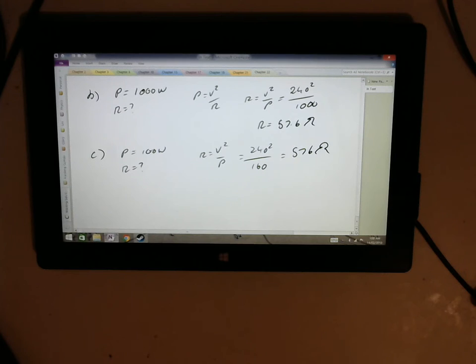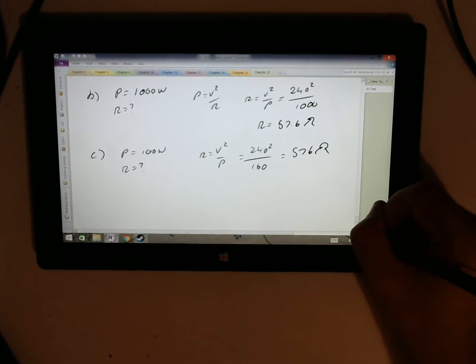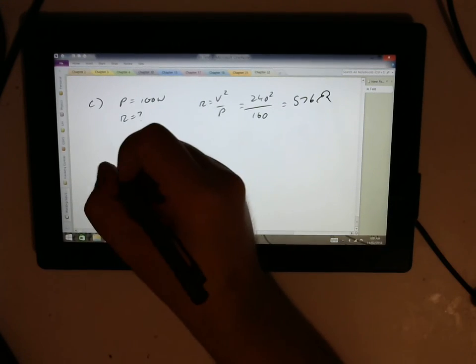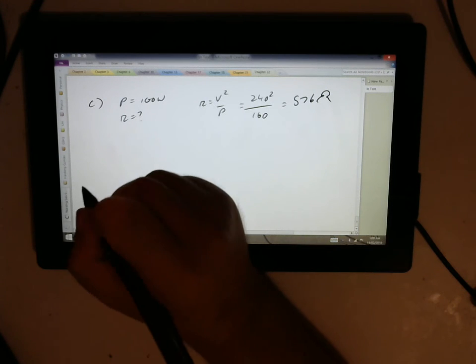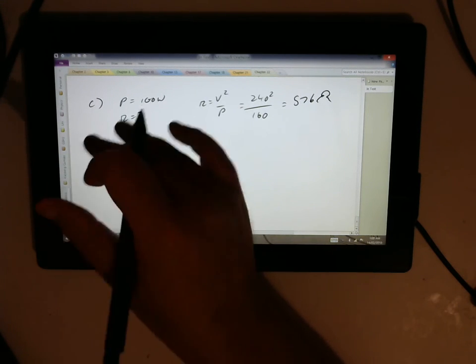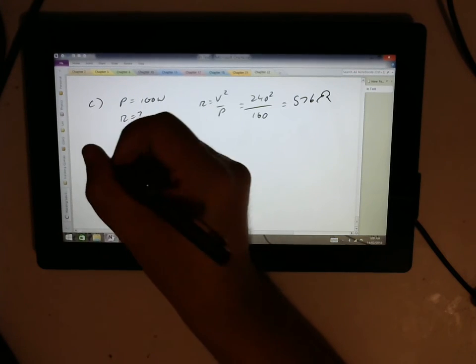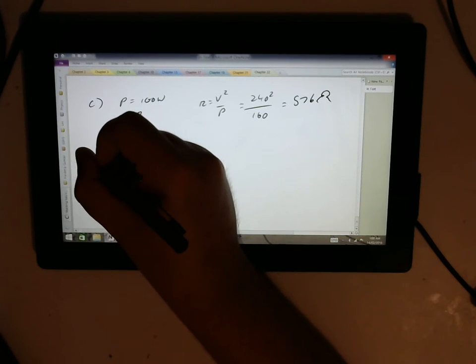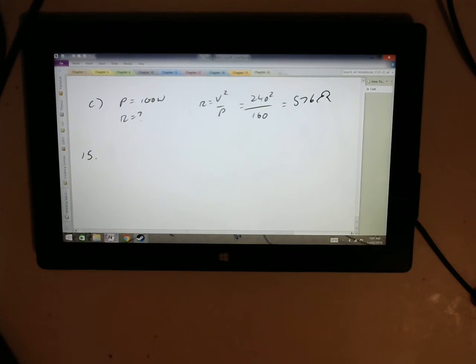Alright, so those ones should have been reasonably straightforward. Remember that there are a lot of power formulas because we can use the power formula P equals IV along with Ohm's law in every combination in order to attain a whole bunch of other formulas. They'll all be given to you in your exam, but just be aware.